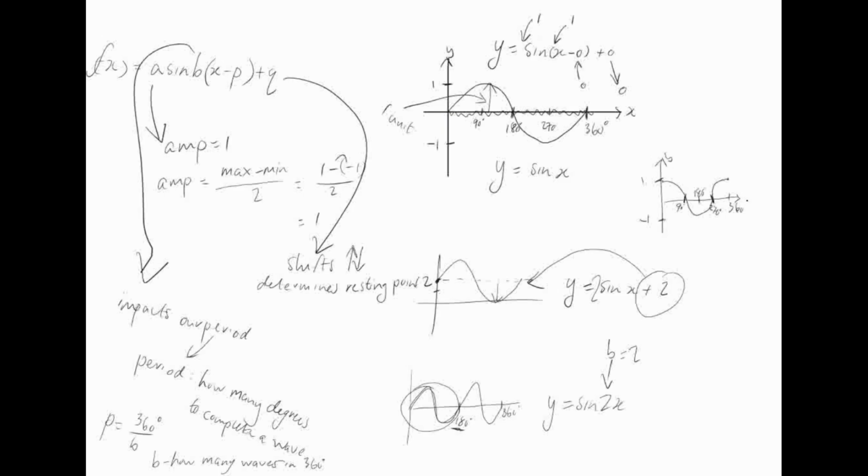A, B, and Q, as well as P, will do all the same things. So if A changes, then this would go higher and lower, maybe if A is 2. If Q changes, the resting point, which is currently here, would go either up or down. And B also impacts how many waves we see in 360 degrees.